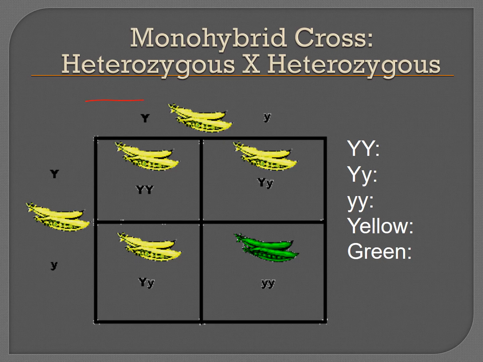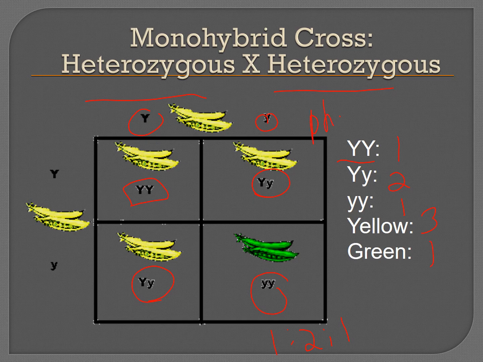Then here we have hetero times hetero. Again, hetero is big letter, little letter. How many big Y? 1. How many big Y, little y? 2. How many little y, little y? 1. Now, yellow came out 3, and green came out 1.